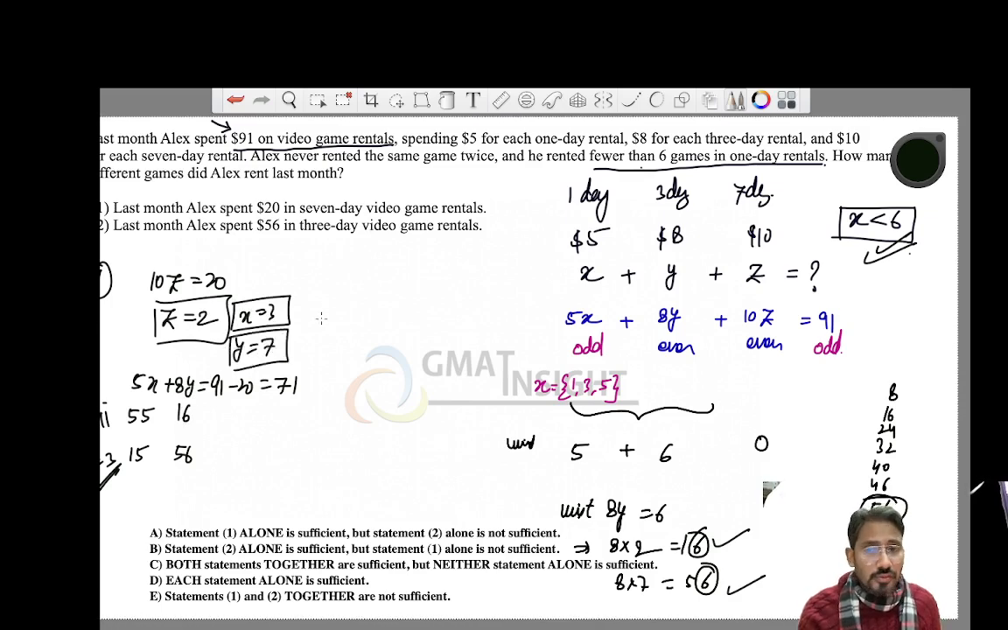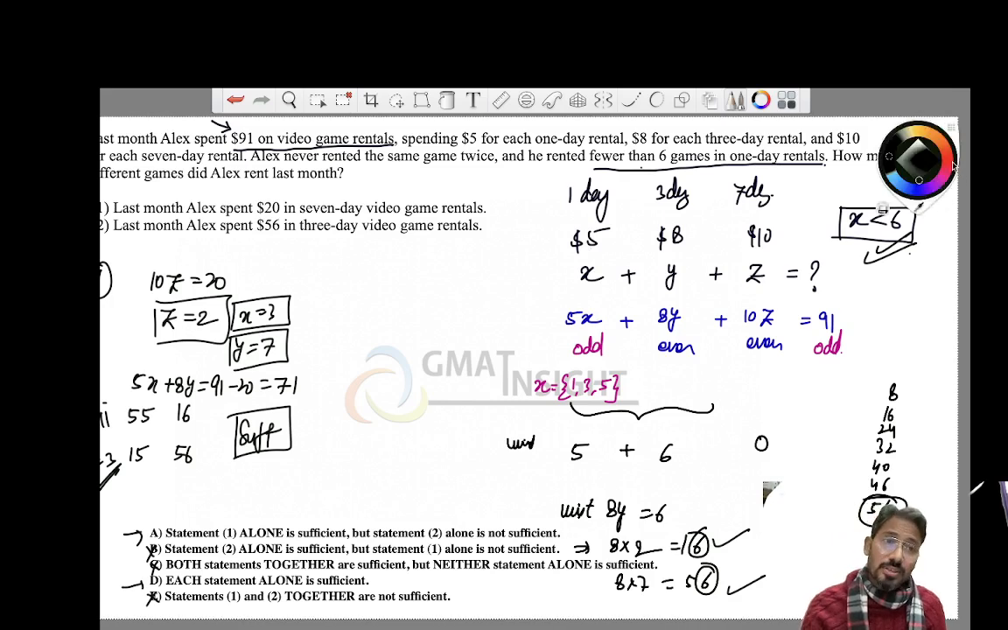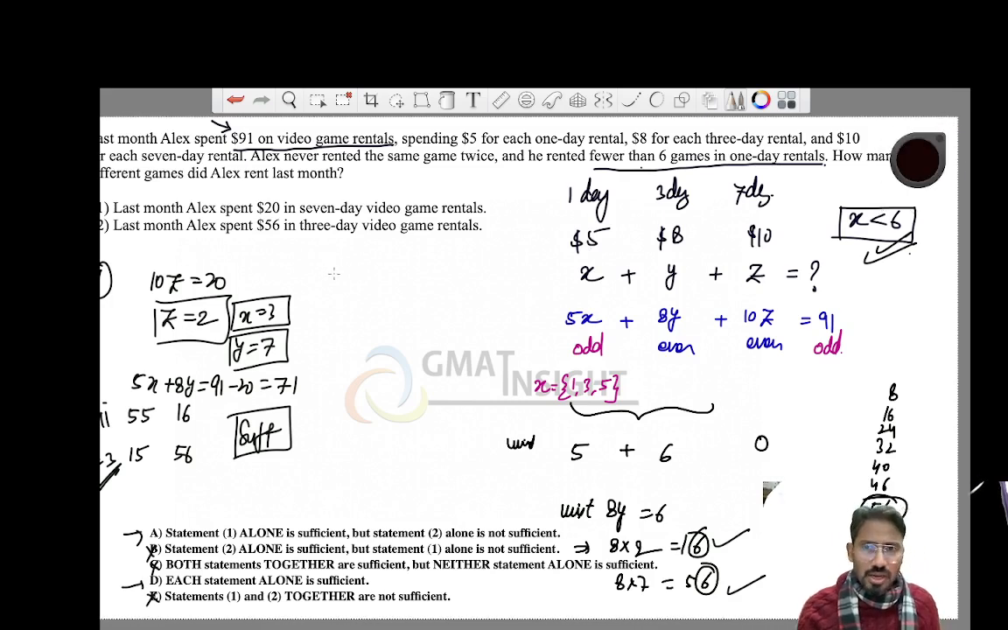Now that we have the values of x, y, z, we can find out x plus y plus z. That means the first statement is clearly sufficient. That means options B, C and E are out. We are left with only two choices, A and D. Now let's quickly look at the second statement. That was a hard question.